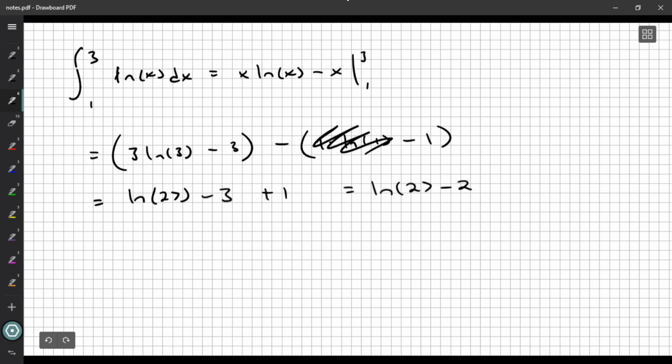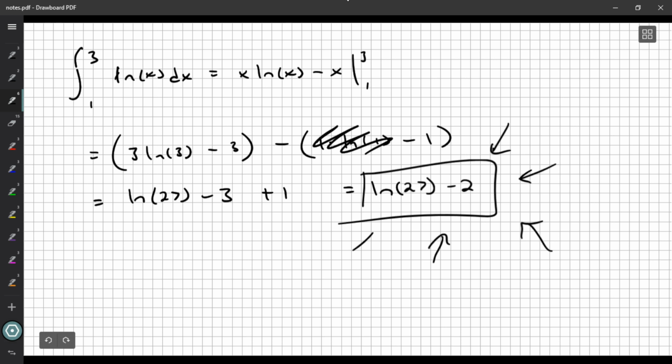So there's our final answer, ln 27, which I guess we will write a little nicer and neater: ln 27 minus 2. Whatever that value is. If you've got a calculator, I suppose you could write out the decimals, but we always prefer exact answers in math, so that's how we're going to leave it.